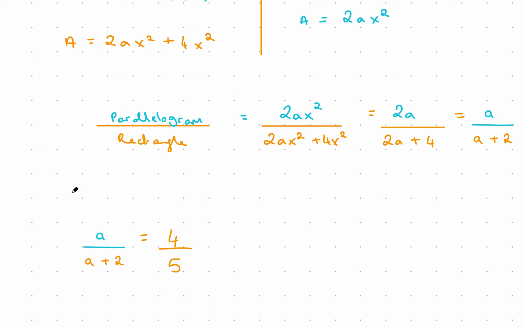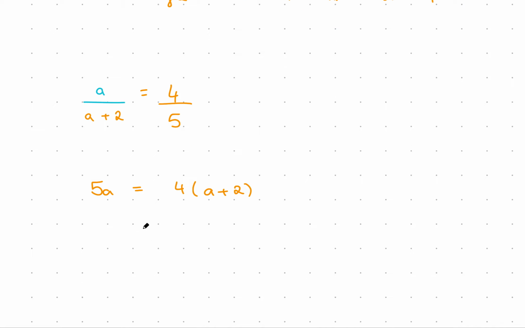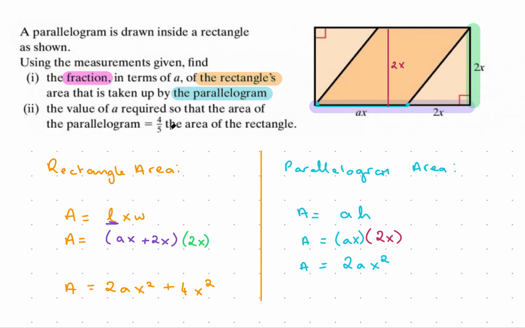And then this is going back to our algebra. Multiply up by 5 on this side, I get 5a is equal to 4 by a plus 2. And if I tidy that up even more, I'm going to get 5a is equal to 4a plus 8. If I subtract 4a from both sides, I'm left with a is equal to 8. And that's our final answer. So it was all about connecting what we just did with that 4/5. How are they connected?